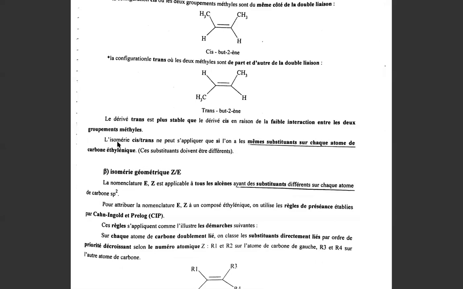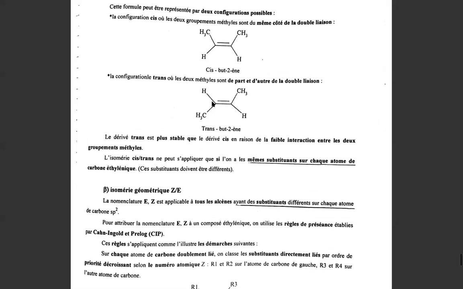Then we have l'isomérie cis-trans ne peut s'appliquer que si l'on a le même substituant sur chaque atome de carbone éthylénique. What they mean by éthylénique is just a double liaison. A double liaison that is in this type of orientation, that is carbon éthylénique.